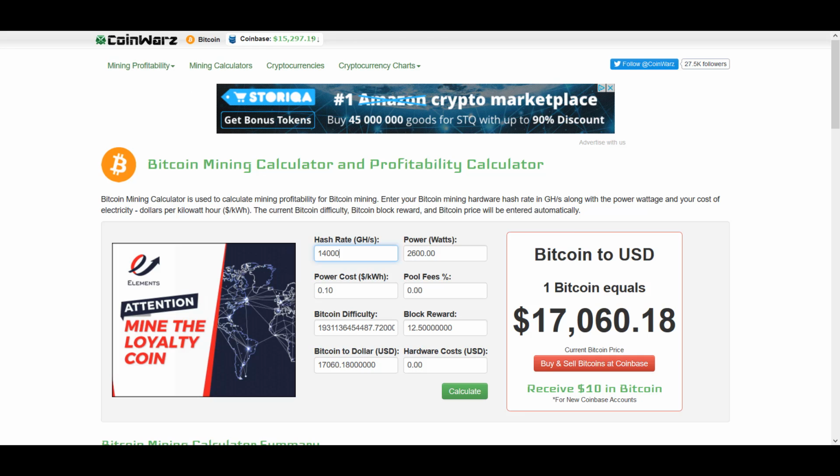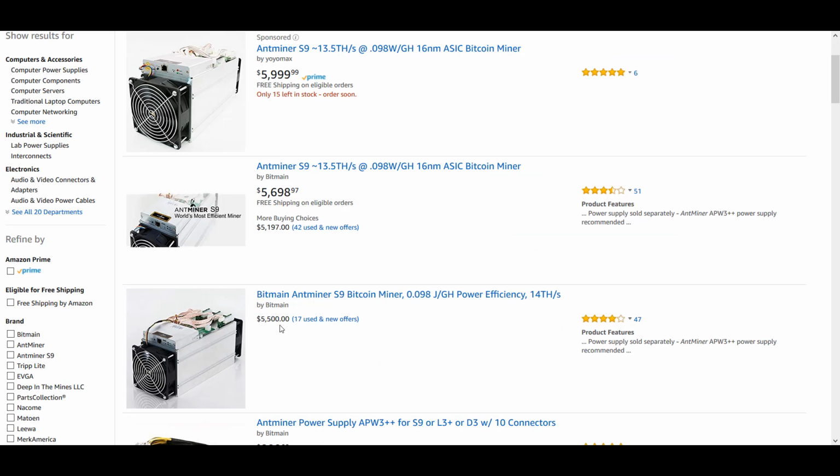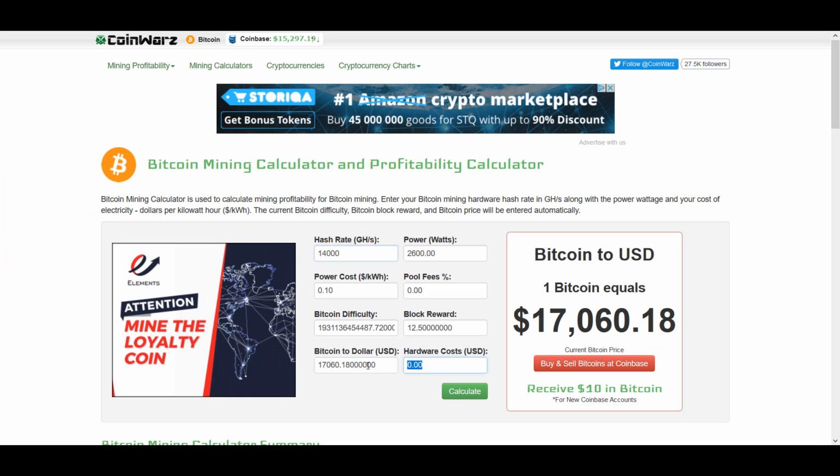So for example, in this case, the hardware cost is $5,500. Of course, you've got to make sure you include taxes and shipping, etc. But we'll just keep it simple, and we'll say $5,500. I have no idea what pool fees would be, but you want to calculate that in. But we'll just leave it all the same. We'll just leave it here for now.